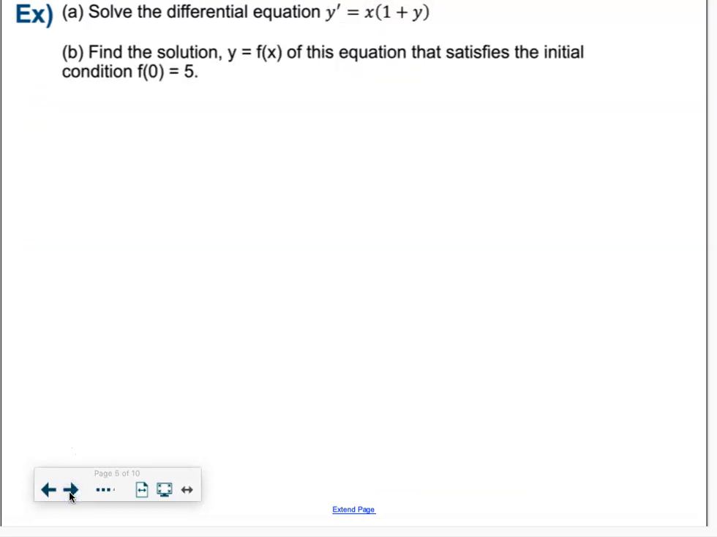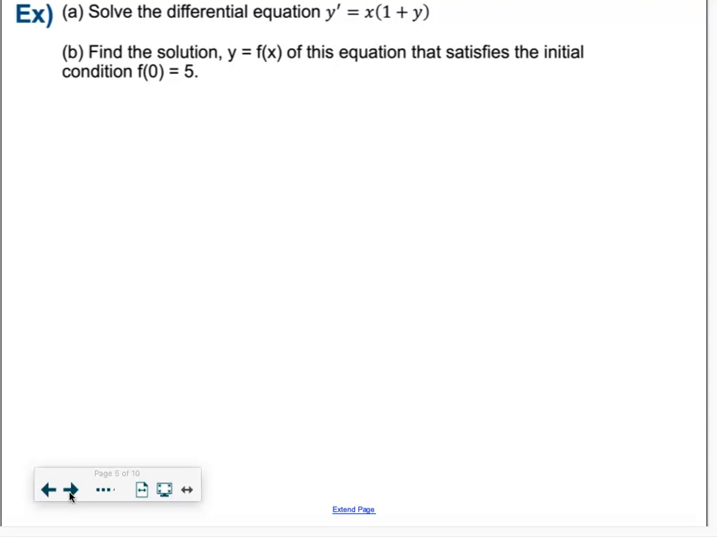So we're going to do this one. Solve the differential equation y prime equals x times 1 plus y. And then find the specific solution that satisfies f of 0 equals 5. So when we solve a separable differential equation, can we leave y prime as y prime? No. What do we have to write it as? dy dx. This is the only way to separate.